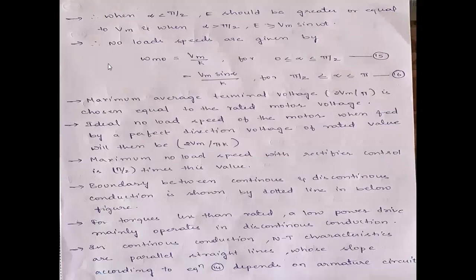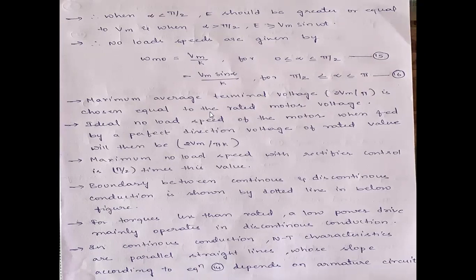This will happen, Ia equal to 0, when E is greater than Vs, the motor EMF is greater than the source voltage, throughout the period for which firing pulses are present. For this period, firing pulses will be present. So for alpha less than pi by 2, E is greater than or equal to Vm sin omega t.